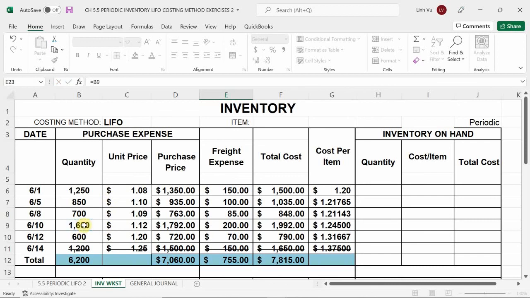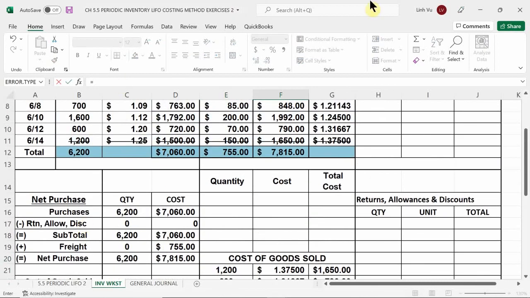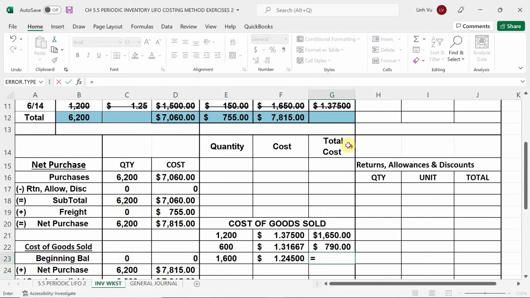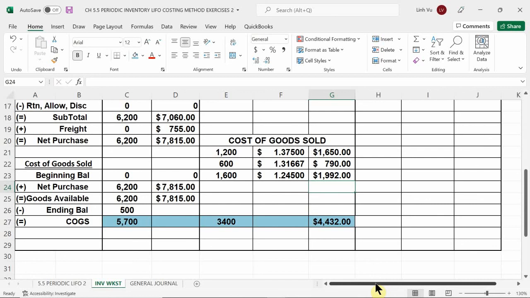Okay? Which batch of inventory am I going to take out from next? The 1600. The 1600, which cost me $1.245. Again, we already know what that cost is going to give me. It's going to give me a total of $19.92. So now I'm at 3,400. I still have a long way to go. I still have roughly about 2,000 more units left to go.